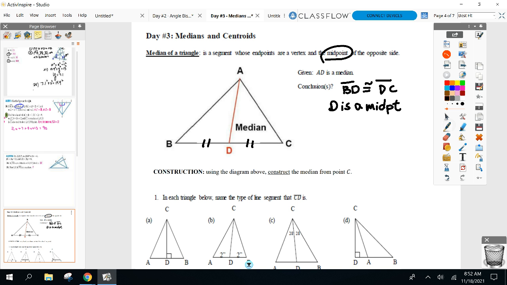And I always have a saying for students when we do medians. If you want to remember it, great. If not, I'm fine with that. Medians go to midpoints. That's what I like to always say to remind myself. Medians go to midpoints.